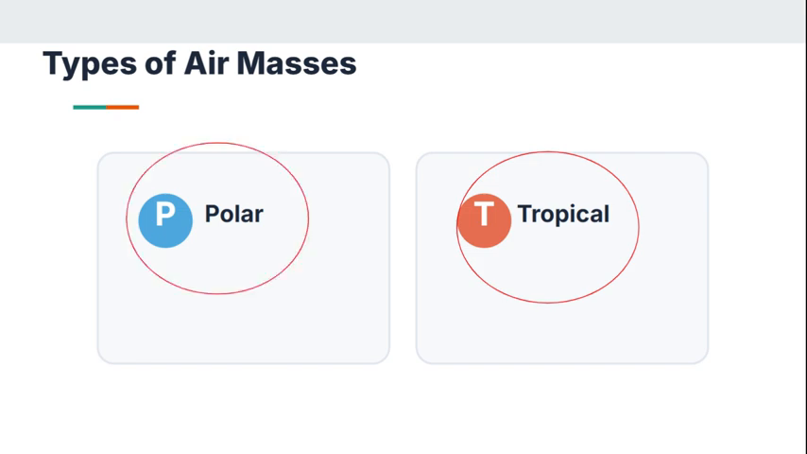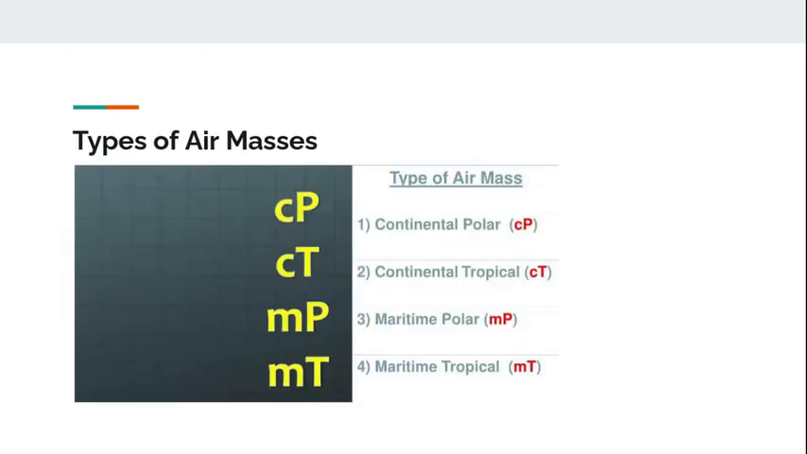These are the two categories that we use to categorize our air masses. So now, let's combine the terrain and the location to get the full name of our air masses. So all air masses fit into four categories, four main types. The first being continental polar.